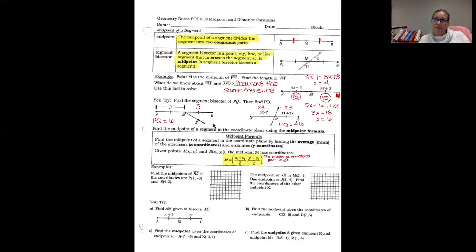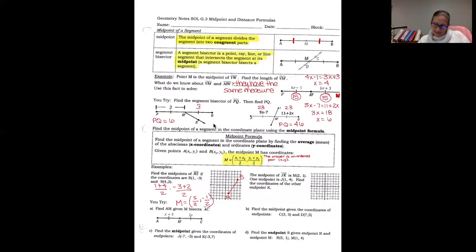It's add the x's divided by 2, add the y's divided by 2, and your answer is an ordered pair, x, y. So find the midpoint of RS if the coordinates are R, which is 1, negative 3, and S is 4, 2. So we're going to find the midpoint. We're going to add the x's, divide by 2, add the y's, divide by 2. And the midpoint is 5 halves, negative 1 half.